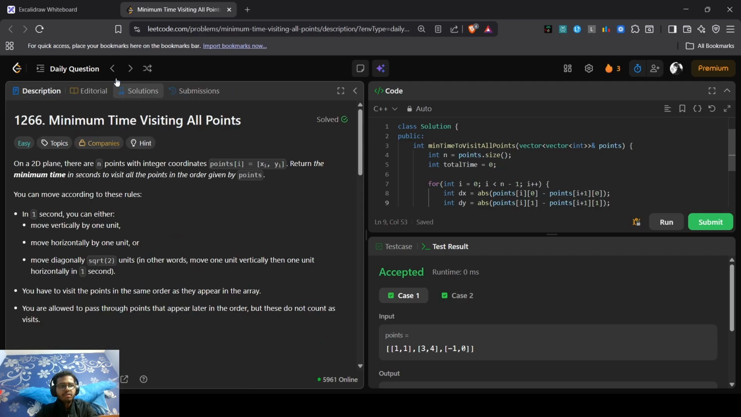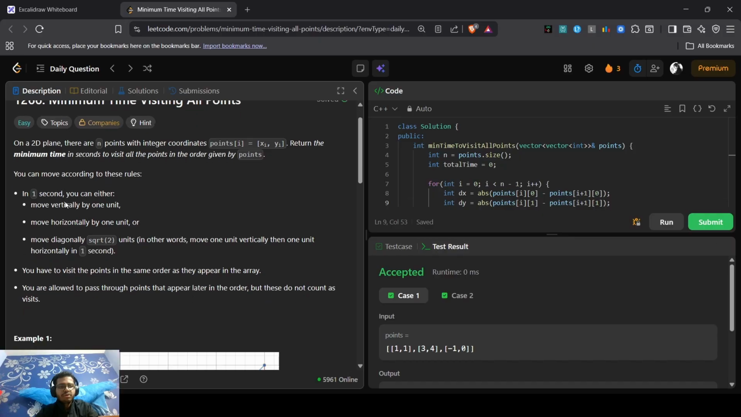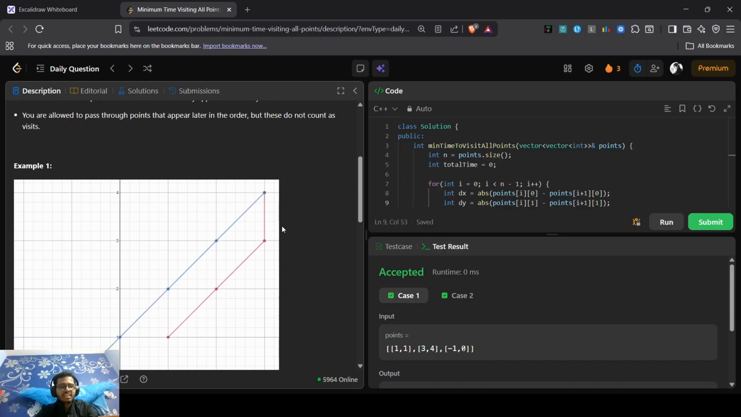Very simple problem. An easy level, but if you are not familiar with the coordinates, then it can be a little hard to digest, but at the end it's pretty digestible.